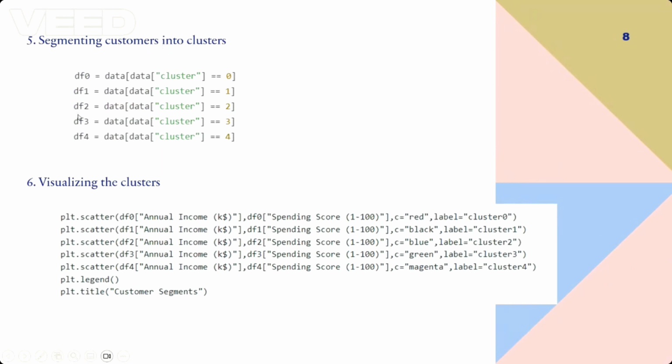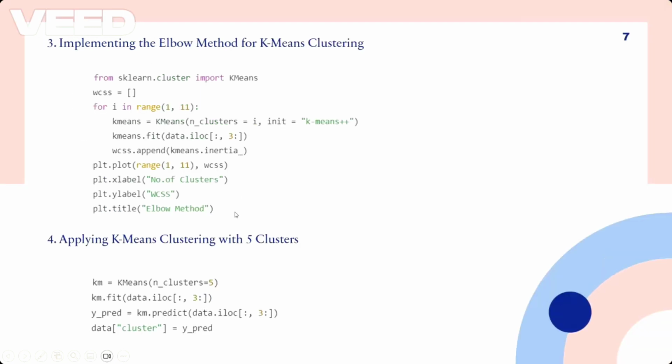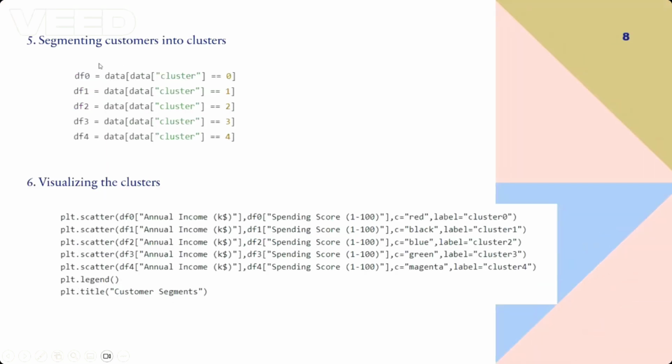df0, df1, df2, df3, df4 creates a separate data frame for each of the 5 clusters. I have already given 5 clusters, right? So I have taken 0, 1, 2, 3, 4. That means we create separate data frames for each of the 5 clusters by filtering the data where the clusters column equals 0, 1, 2, 3, 4. It separates the data frame as per this condition.